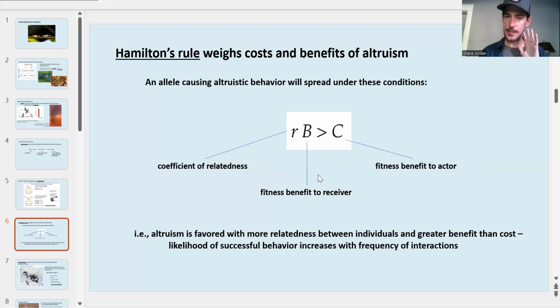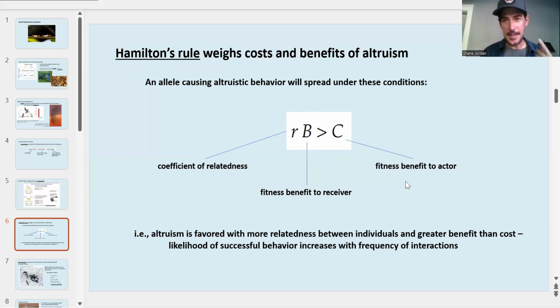And so if this particular relationship is true, where the product of relatedness and benefit is greater than the cost of this act, then it will be favored basically under natural selection. In other words, altruism is really something that's going to be favored with increasing levels of relatedness, and increasing benefit compared to cost.